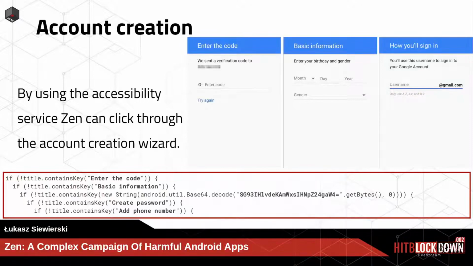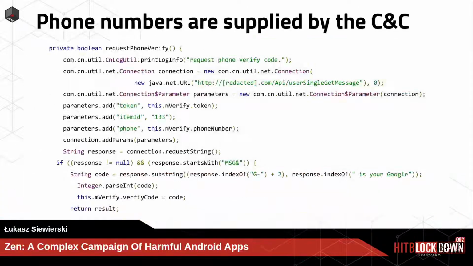So now it has access to this account creation wizard, but it needs more information in order to create the account. And this information is supplied by the CNC. First thing is the phone number, and the phone number is sent from the CNC. So the app contacts the CNC, gets the phone number, but also in order to verify the phone number, it has to get the one-time password. The one-time password is sent using a text message. So the app needs to contact the CNC again to see the text message. And this is what you can see is being done here.